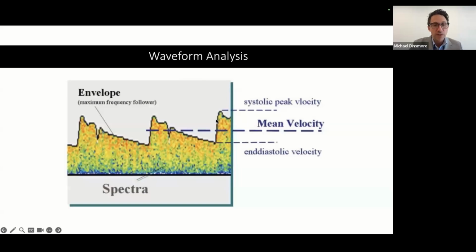What the machine is going to measure for you now, which is great, is the systolic peak velocity, which is the top of systole, and then the end diastolic velocity, and then it's going to calculate a mean velocity. You might see this written differently as the time averaged peak velocity or time average peak velocity, so TAV or TAP or mean velocity, all the same thing.